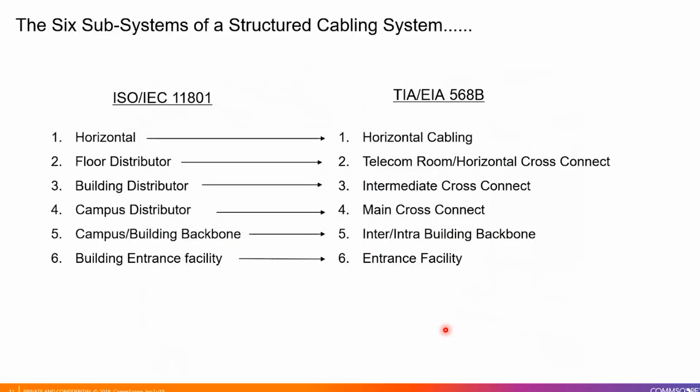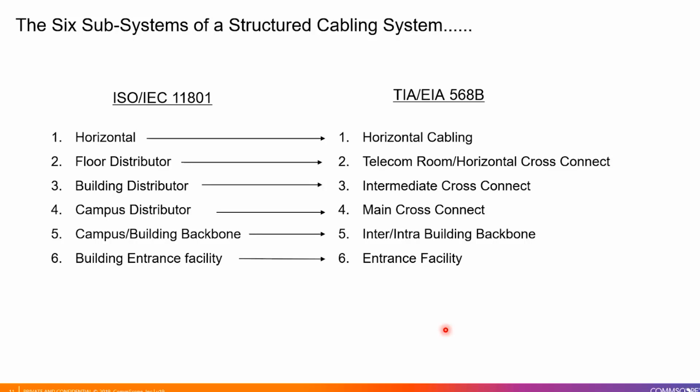So this is an important chapter, the subsystems. There are 6 subsystems. If you understand these 6 subsystems, then any kind of design you want to do, whether it's a campus, an individual building, or multiple buildings, you will be able to work on it. So let's see what the 6 subsystems are.